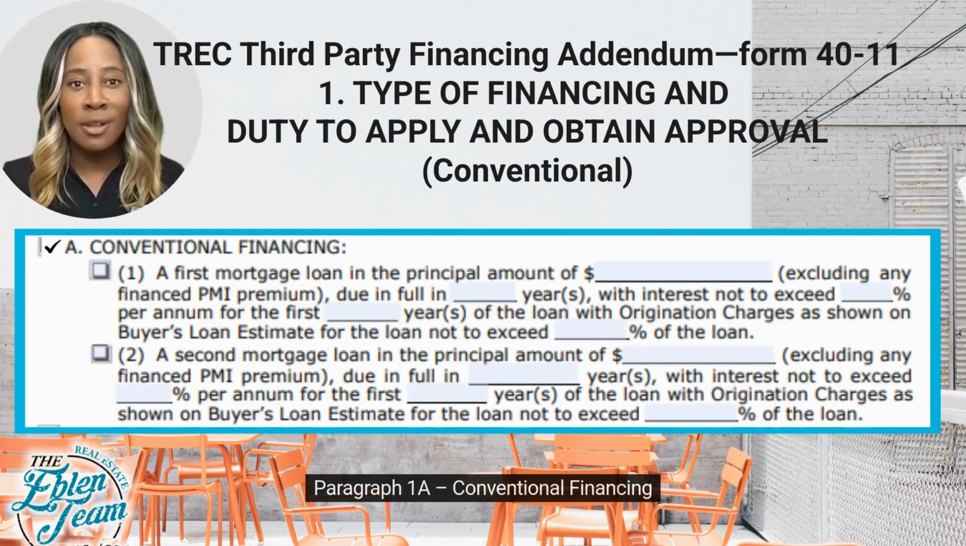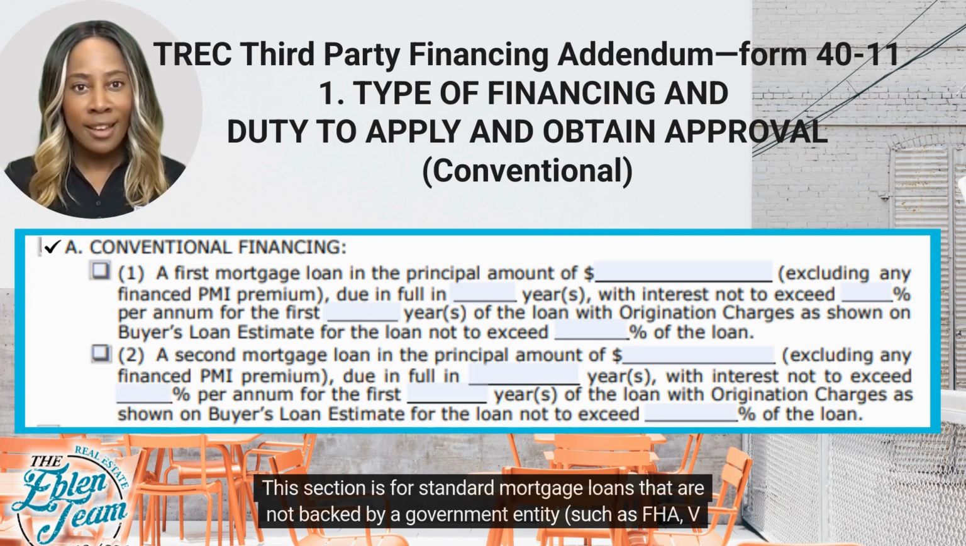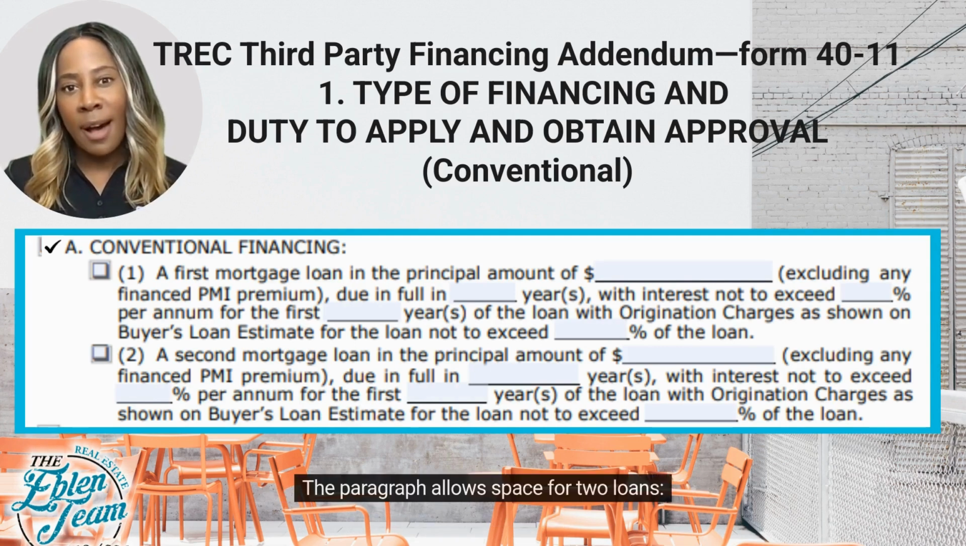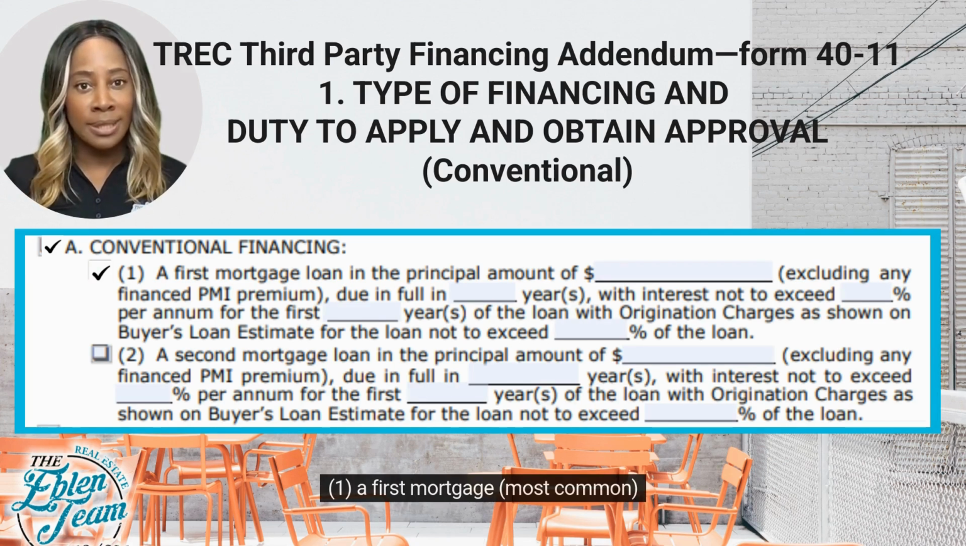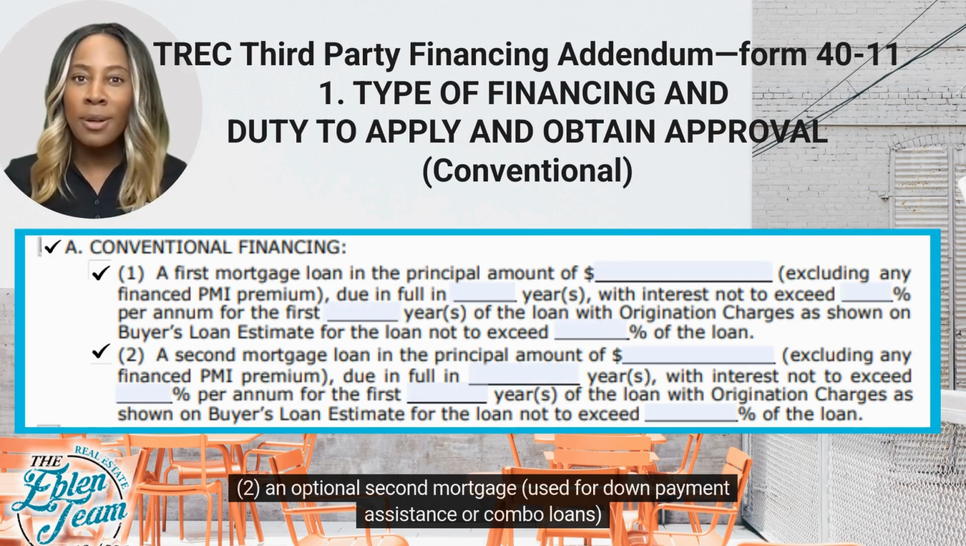Paragraph 1A, conventional financing. This section is for standard mortgage loans that are not backed by a government entity, such as FHA, VA, or USDA. Most buyers use conventional loans through private lenders or banks. The paragraph allows space for 2 loans. 1, a first mortgage, most common. 2, an optional second mortgage used for down payment assistance or combo loans.